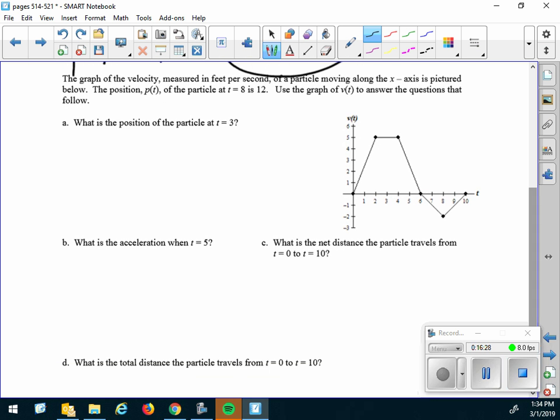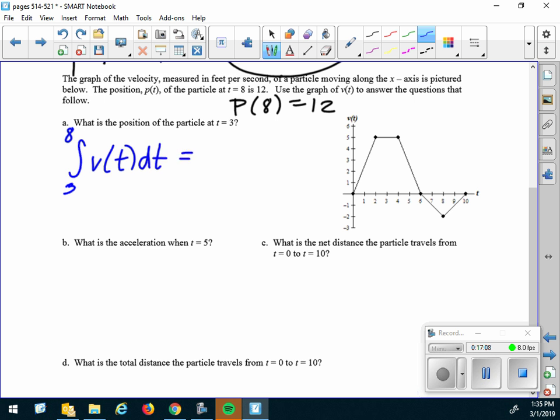Guys, let's go. The graph of the velocity measured in feet per second of a particle moving along the x-axis is pictured below. Again, this is a velocity graph. The position of the particle at t equal 8 is 12. As soon as I see that, I'm writing this. What is the position of the particle at t equal 3? How are we going to find it? Integrate from 3 to 8 of v of t dt.